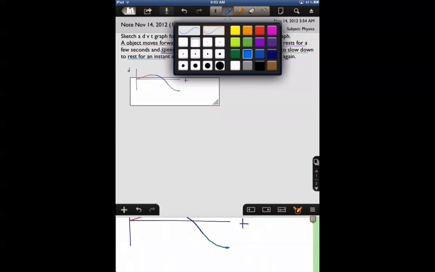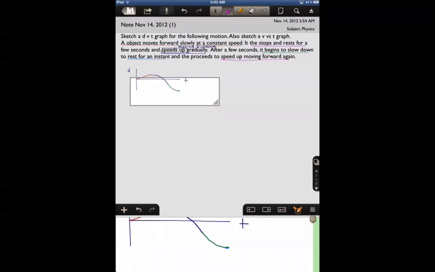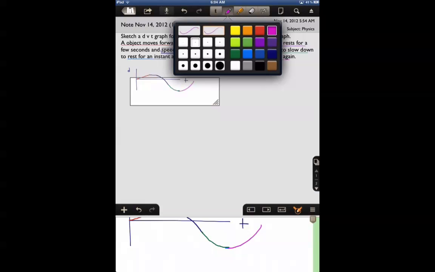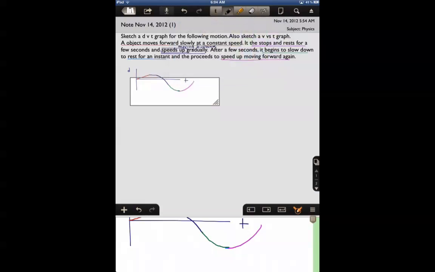And then afterwards, it's going to speed up moving forward again. So I now need a positive slope that gets steeper. So it's going to be the other side of a parabola. And I want you to notice that this is at rest for an instant.